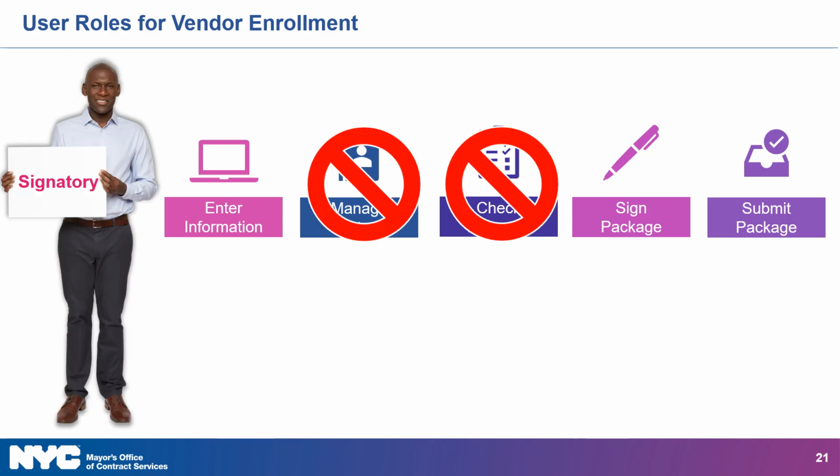The signatory should be a principal owner or officer in your organization who has the authority to sign on behalf of the company. Signatories have the same privileges as vendor admins with a few distinct differences. A signatory cannot add or edit contacts or provision user roles, but the signatory is the only role that can sign the vendor enrollment package. Please note that signatory is not the same as vendor contract signatory. Those are 2 different roles. So for the purposes of this, you only need the role that says signatory.